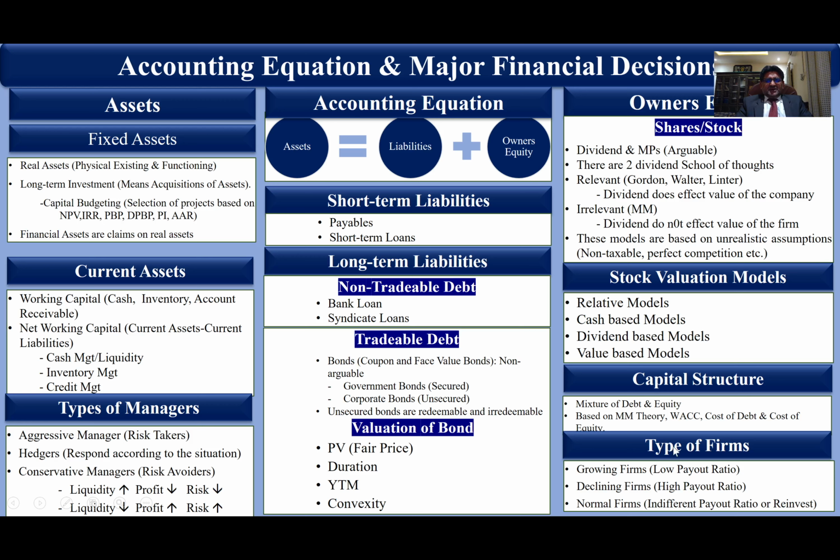If we look at the different types of firms, there are three types of firms: growing firm, declining firm, and normal firm. If we talk about growing firm, the dividend payout ratio is low. The net income of any firm is divided into two parts. One is dividend, second one is retained earning.